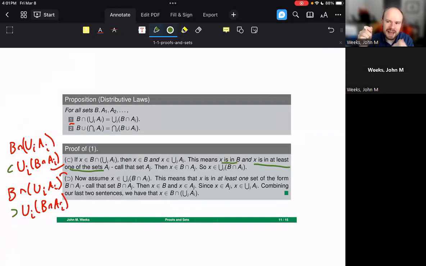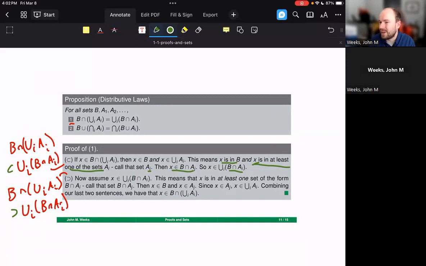Here, I is like a running variable for me. It's not something that's determined. It's more an indexing variable, is how I'll usually call it. Whereas A sub J, I might say, okay, I'm defining J to be the index so that X is inside of B and in that set A sub J. So, if X is inside of B and X is inside of A sub J, then X is inside of the intersection there. If X is in one of the sets B intersect A sub I, in particular it's in the set B intersect A sub J, then I can just take the union of all of those sets, including the one with index J, and say X is inside of that union.